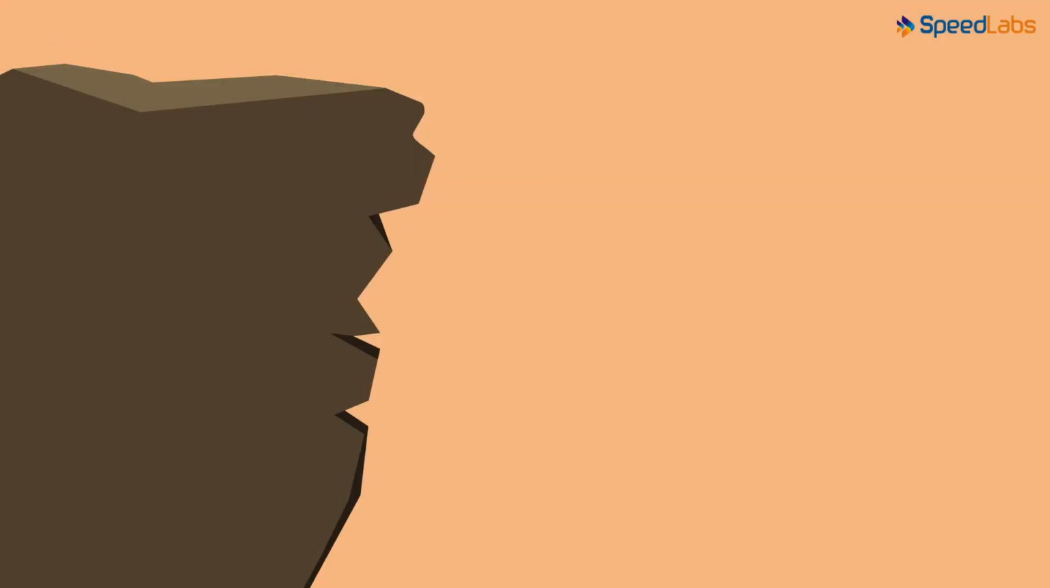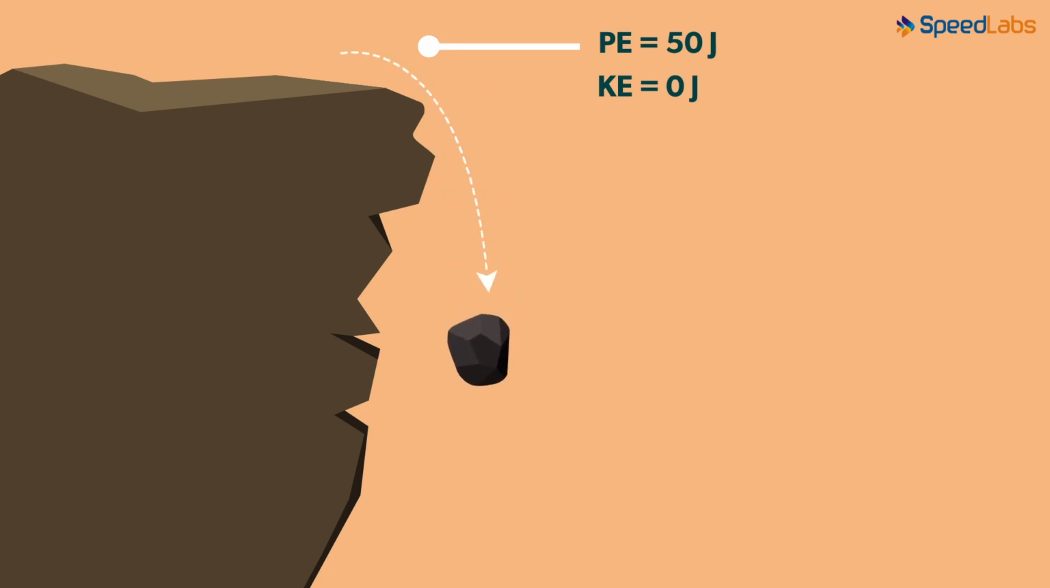Okay, an exercise for you now. A boulder is on the edge of a cliff. The potential energy is 50 joules and kinetic energy is 0 joules. The boulder suddenly falls from the cliff. Okay, stop there. Now, the boulder is in the mid position between the top of the cliff and the ground it is to fall on. Let's pause this animation here. Now I want you to answer these 3 simple questions.